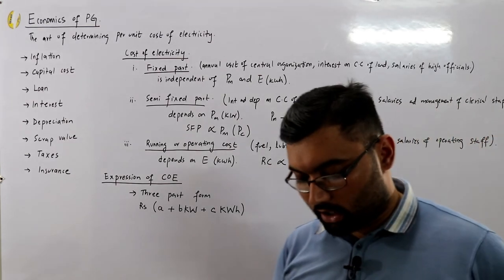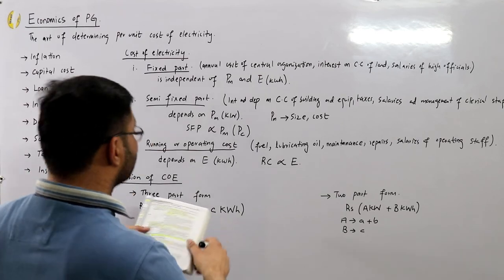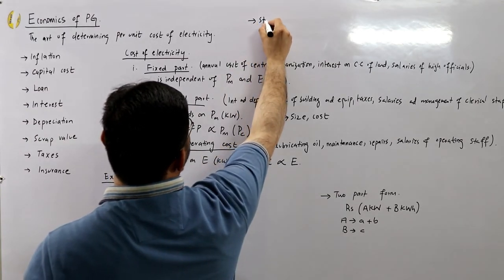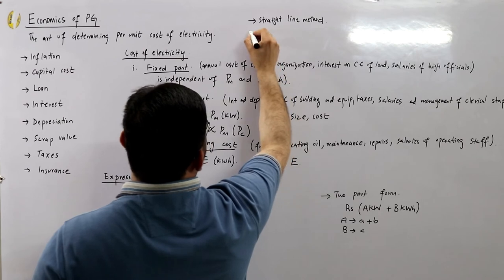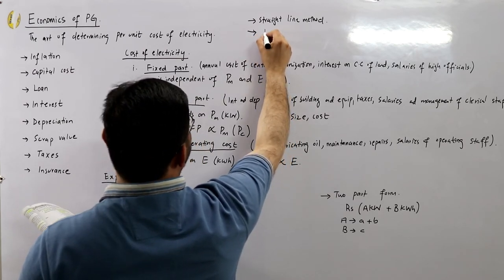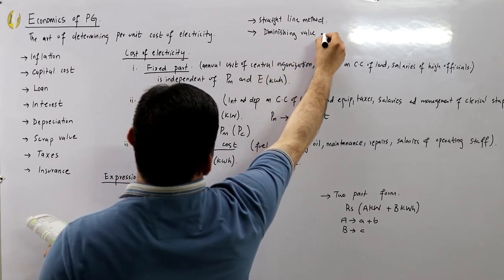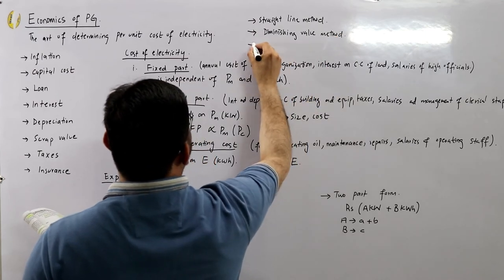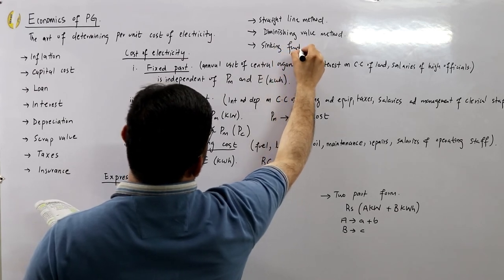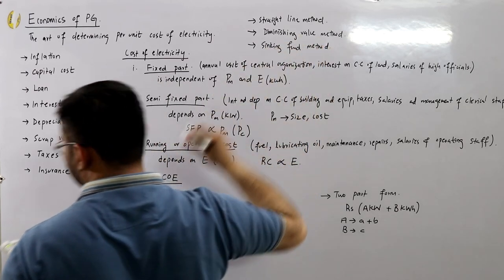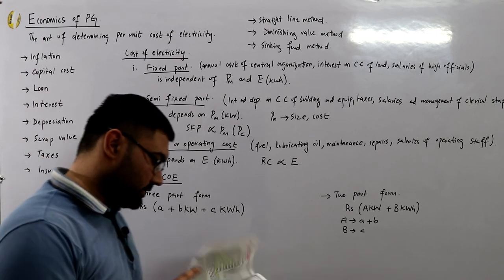Why? Because it has got very long. You have the methods of determining the depreciation. The first one is the straight line method. The next one is the diminishing value method. And the third one is the sinking fund method. I'm just writing the names of them, and for the rest, ask your economics teacher about them.